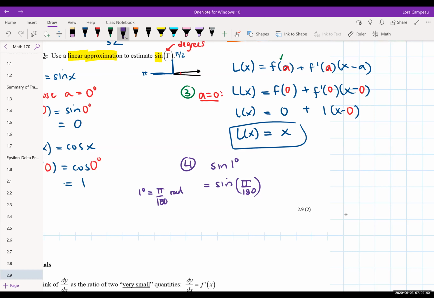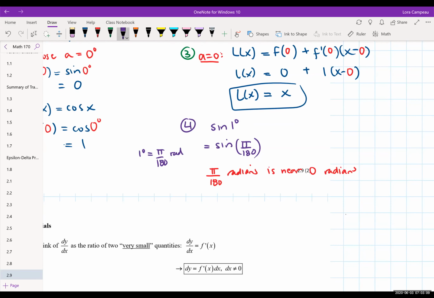And that can be approximated by our function. Remember, we have to be careful when we're using degrees versus radians. Calculus, again, agrees with radians. So since pi over 180 radians is near 0 radians, this is where we can do the approximation. Our function can be approximated by our linearization.